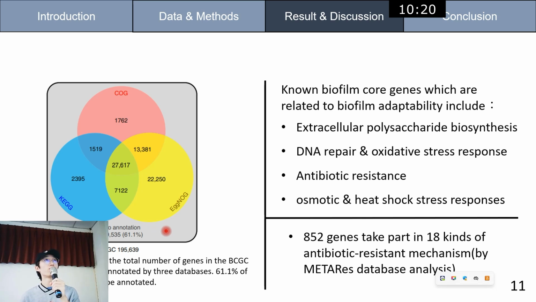Okay, non-biofilm core genes which are related to biofilm adaptability include extracellular polysaccharide biosynthesis, DNA repair, oxidative stress response, antibiotic resistance, and osmotic and heat shock stress responses. And the MetaRes database analysis shows that there are about 800 genes taking part in 18 different kinds of antibiotic resistance mechanisms.